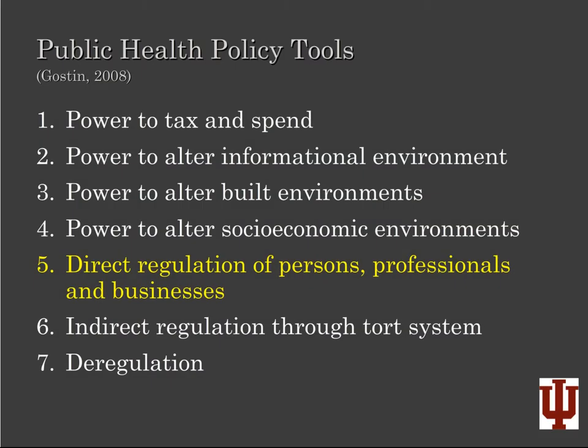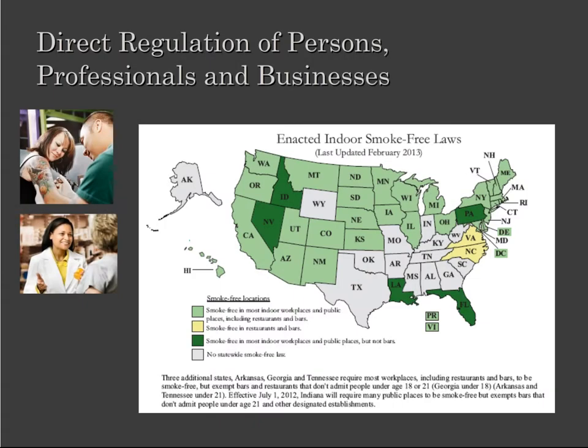The next public health policy tool is about direct regulation of persons, professions, or professionals, if you will, and businesses. We interact with evidence of this power and policy tool every day. Think about all the businesses and professions that are regulated by states. Here are pharmacists and tattoo artists, but there are many, many more. Businesses are licensed by the state, for example, to sell health insurance.